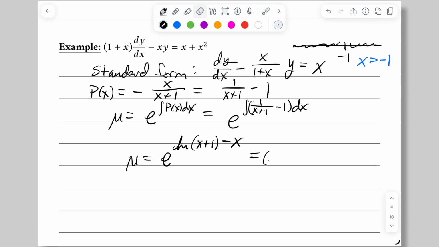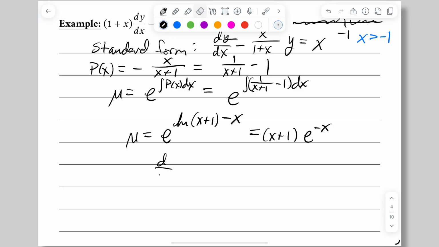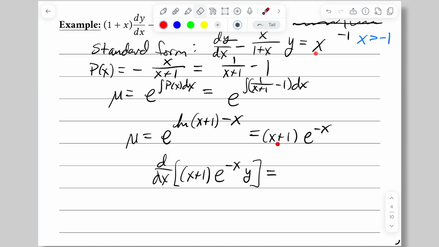And because of properties of exponents, that's going to give us x plus 1 times e to the negative x. We'd multiply both sides of the standard form equation by that integrating factor, but the left-hand side is going to have the form of a product rule derivative, if you will. So I'll just go straight to: it's the derivative with respect to x of x plus 1 times e to the negative x y. And on the right-hand side, don't forget we need to multiply that x times our integrating factor. So we have x plus x squared times e to the negative x.